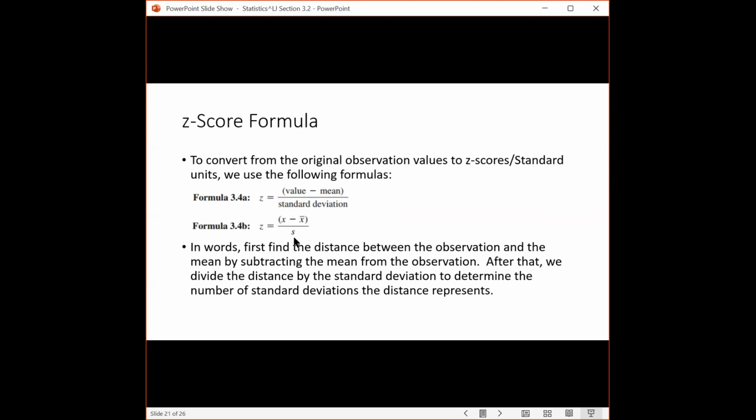And then you go through and you divide to figure out how many standard deviations that is. So you divide by the standard deviation to determine the number of standard deviations that the distance represents. That's how I think about it. If your observation is 2 standard deviations from the mean, you'd first subtract the mean from the observation, and let's say that gets you a distance of 10. Then the standard deviation is 5, so 10 over 5 gives you 2 standard deviations.